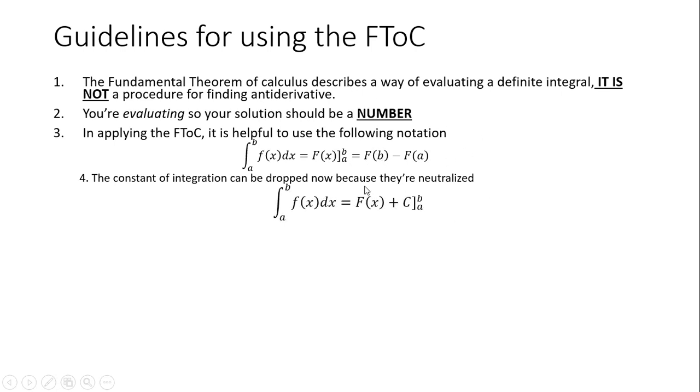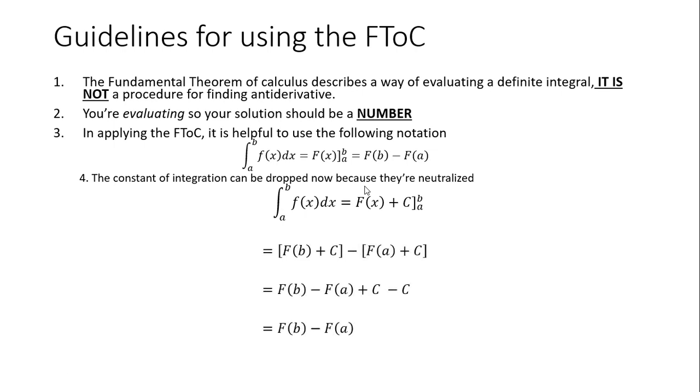Okay, so this is me showing you that the C can be neutralized. What happens here is you have a distribution. So you end up getting a negative C, and these will cancel out. Okay, so that's your proof.